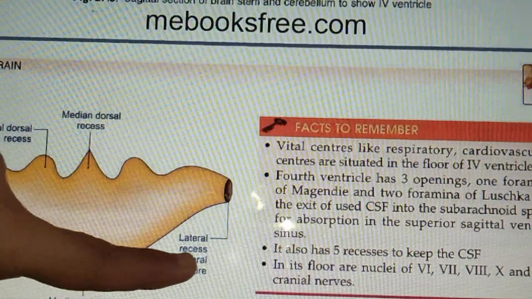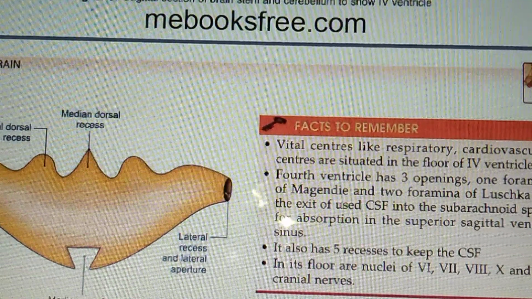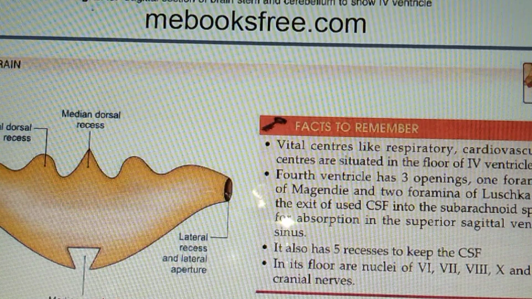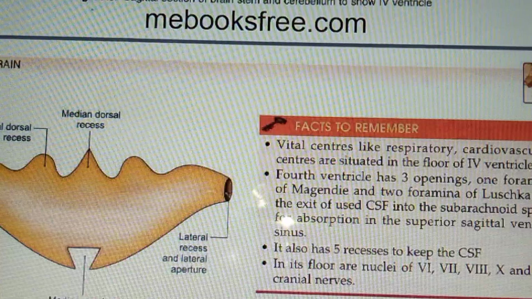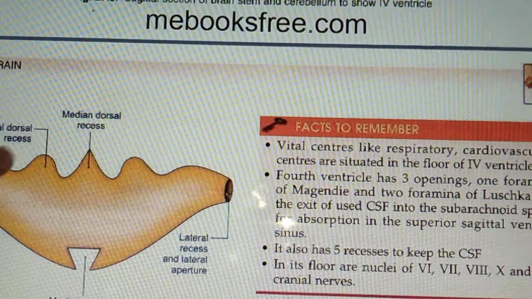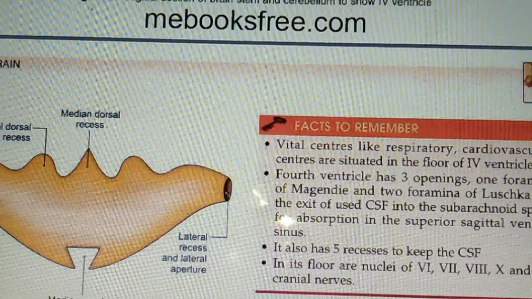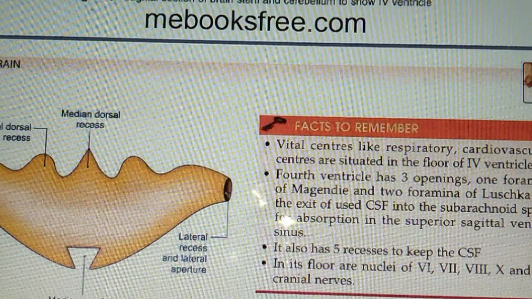Here they have shown the lateral aperture as well. You can see the foramina of Luschka, right? So these are the 5 recesses. One is the median dorsal recess, 2 lateral dorsal recesses, and 2 lateral recesses, right? Total 5 recesses you have to remember.